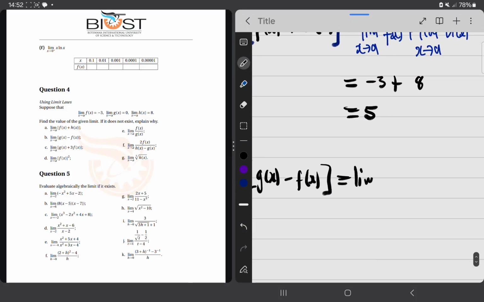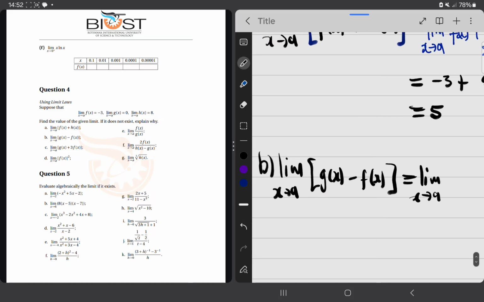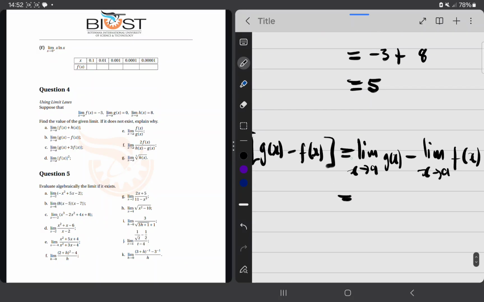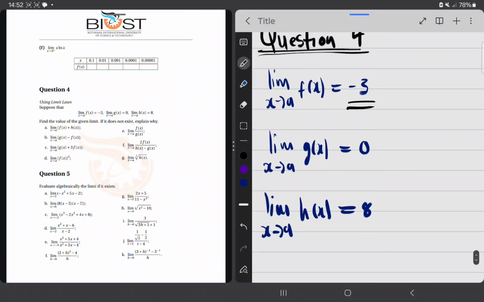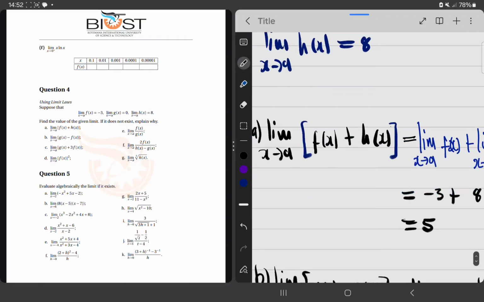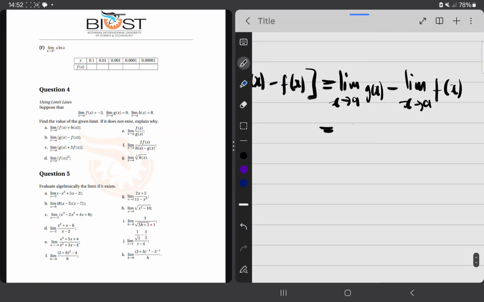So it's going to be the limit as x goes to a of g of x, then minus the limit as x goes to a of f of x. What is the limit as x goes to a of g of x? We have it here: it is 0. And the other one, the limit as x goes to a of f of x, is -3. So it becomes 0 minus, and the other one is -3.